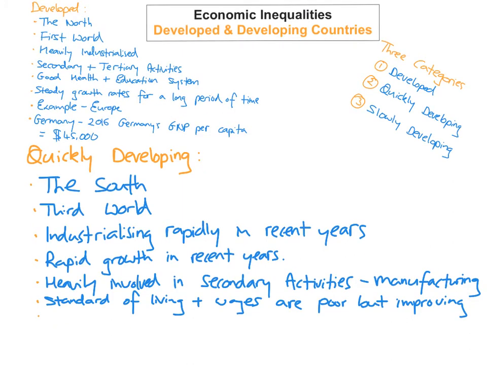An example would be India. And India's GNP per capita in 2016 was $6,000. So as you can see, in Germany it was $45,000 per capita, in India it was $6,000. So you can see that the wages and the standard of living are going to be considerably lower, but they are developing quickly in these quickly developing economy countries.